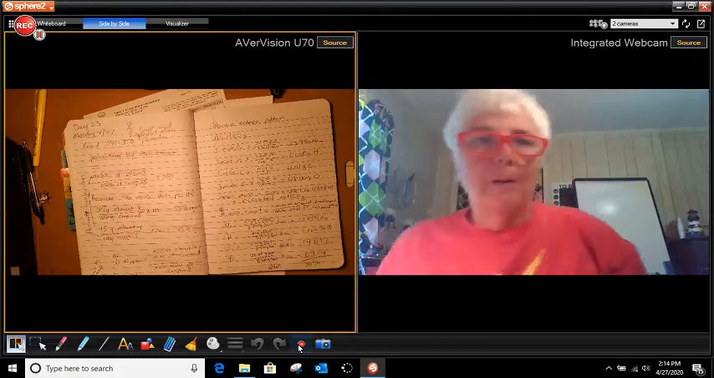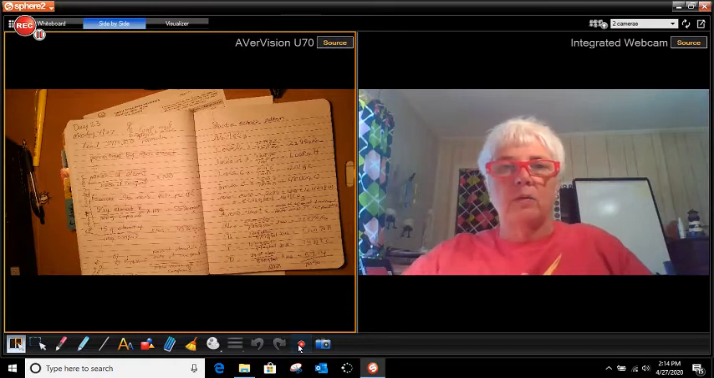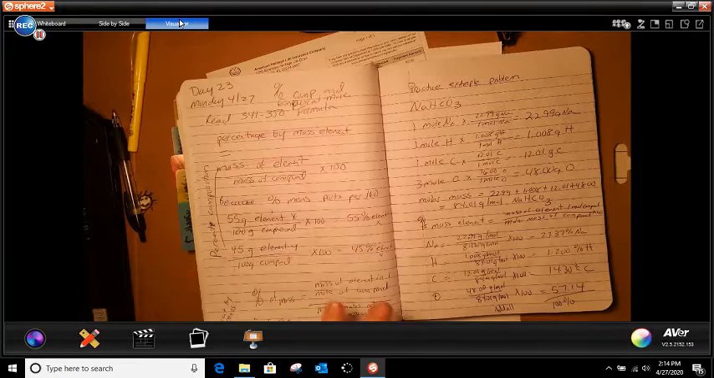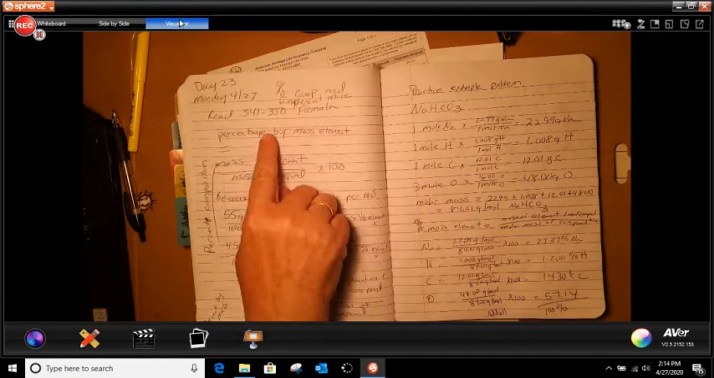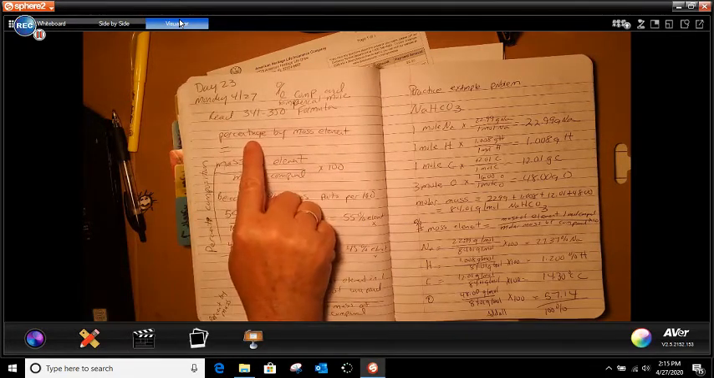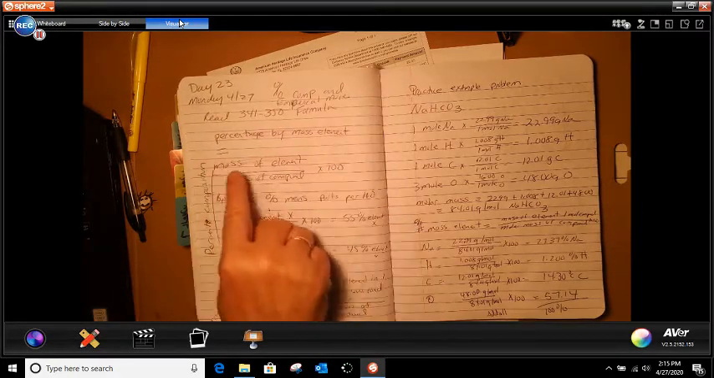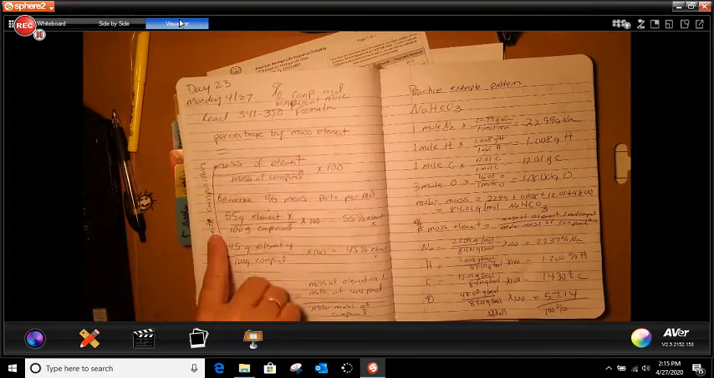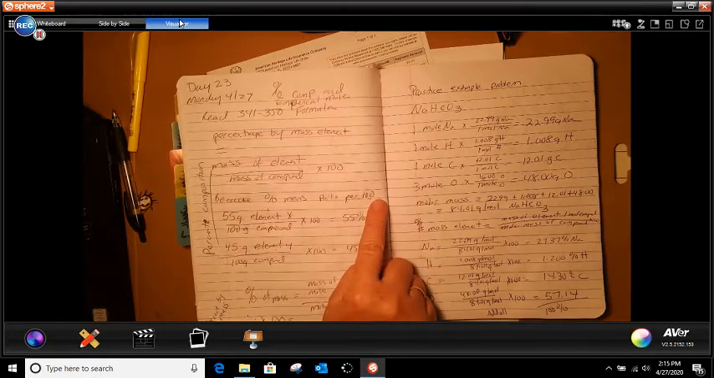Okay, so this is Monday, day 23, and what we're going to be doing today is doing different types of equations to actually show percentage composition and empirical formula. Your work today was to read pages 341 to 350, and it gave you a formula: percentage by mass of an element equals mass of the element divided by mass of the compound times 100. That is percentage composition, because percentage means part per 100.